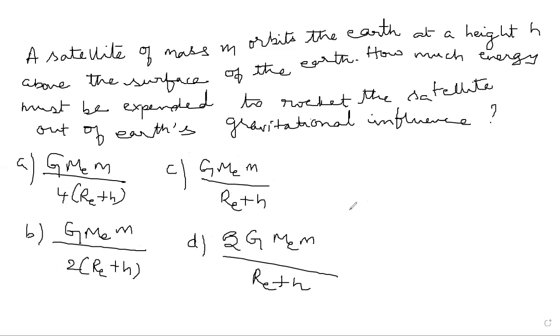Okay. So now you know that the total orbiting energy, that is nothing but E, is equal to minus GMEM divided by 2 times (RE plus H).